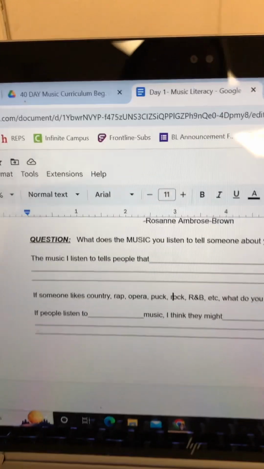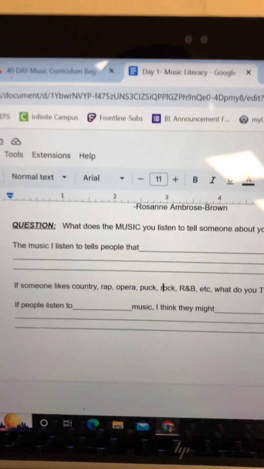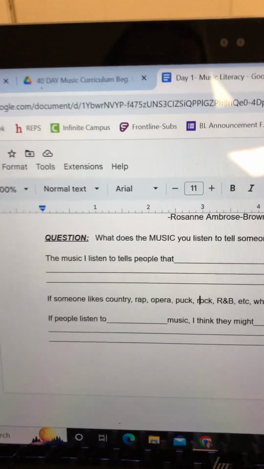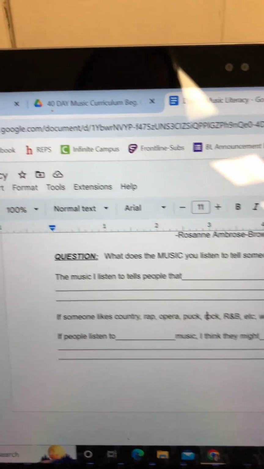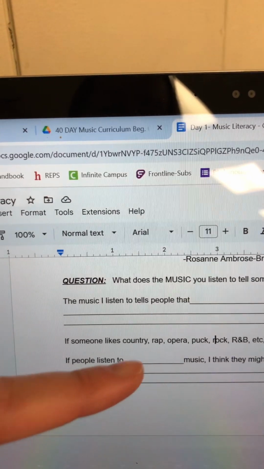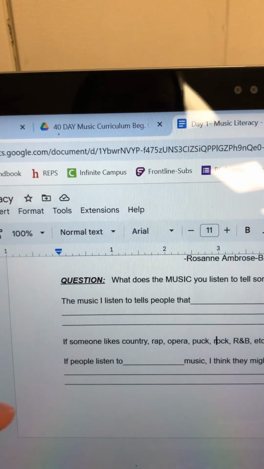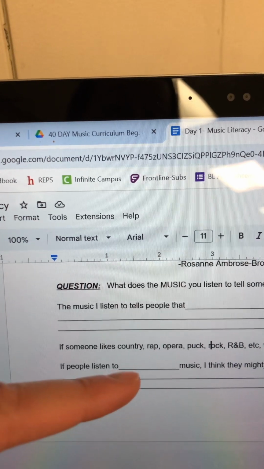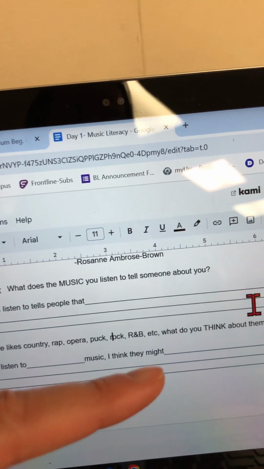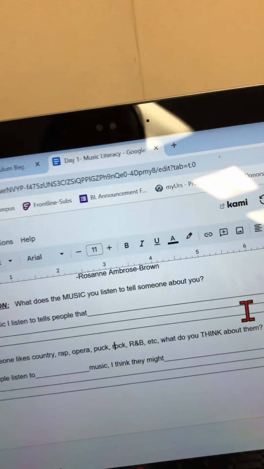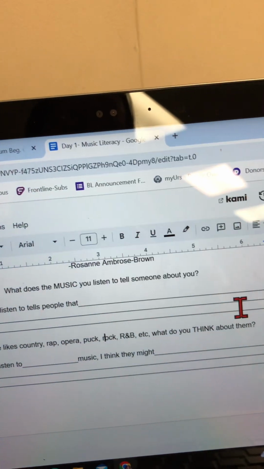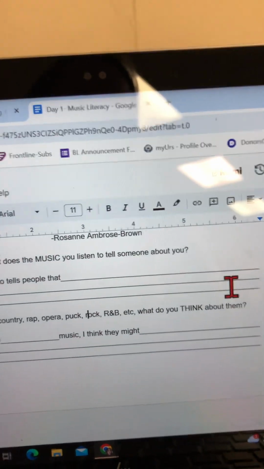So I want you to pick any genre, but it can't be your favorite style of music. So I want you to write, if people listen to blank type of music. So for example, if I say, if people listen to country music, I think they might, and what do you think about those people? You might think this is stereotyping, but just say what you think of people that listen to certain styles of music.